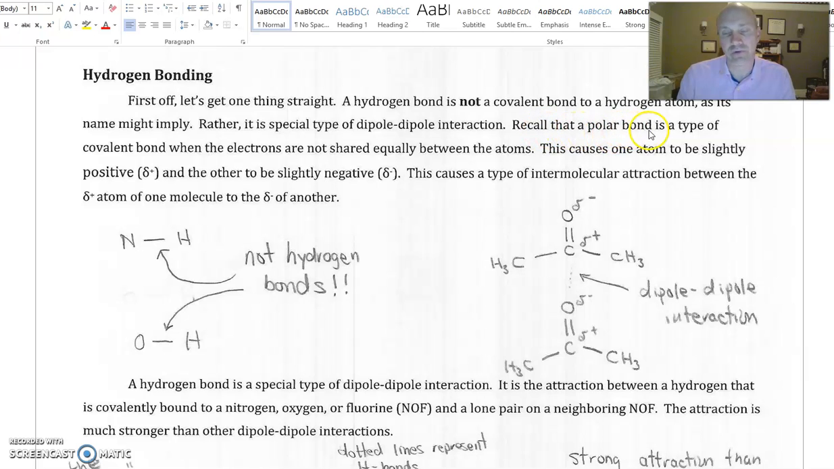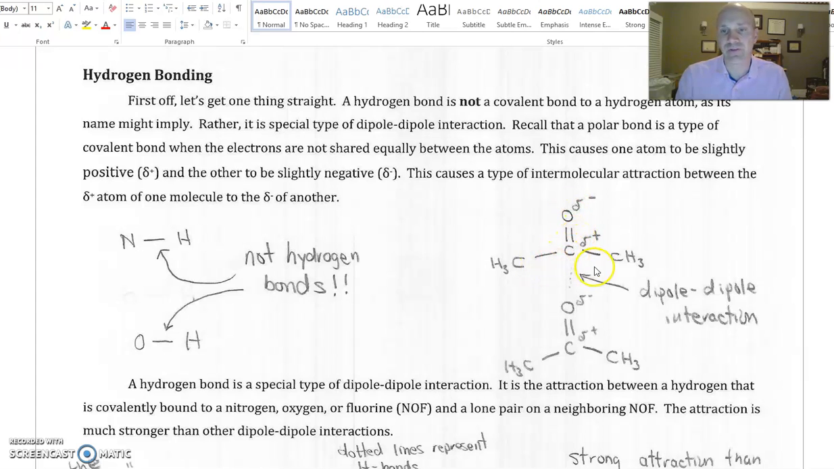Hopefully you can recall what polar bonds are. That's covalent bonds between atoms where the electrons are not shared equally. This causes one of the atoms to be slightly delta positive and the other slightly delta negative. An example of this would be something like acetone. Between carbon and oxygen, the oxygen is more electronegative and the carbon is more electropositive. That means there's going to be a slightly negative charge on the oxygen and a slightly positive charge on the carbon. We can designate those with the delta negative, delta positive signs.